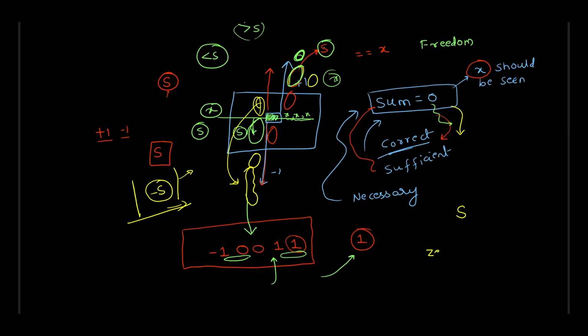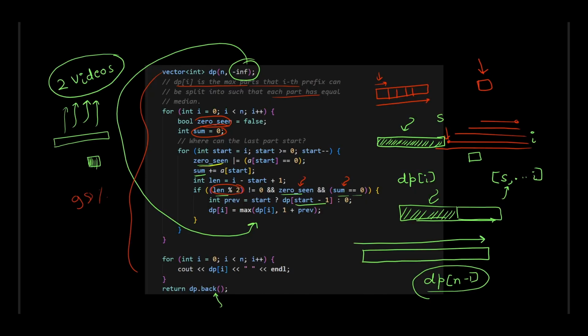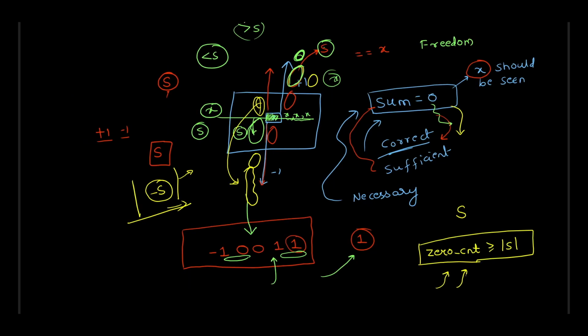So if you can see that if zero count is greater than or equal to the absolute value of s, then everything would be paired, right? And since the interval is odd, of course we are also tracking whether we have seen a zero or not. Since the interval is of odd length, we will have one median remaining to cover the baseline. So this means that the actual condition is not sum is equal to 0. The only change that you have to do is this: zero count greater than or equal to the sum.